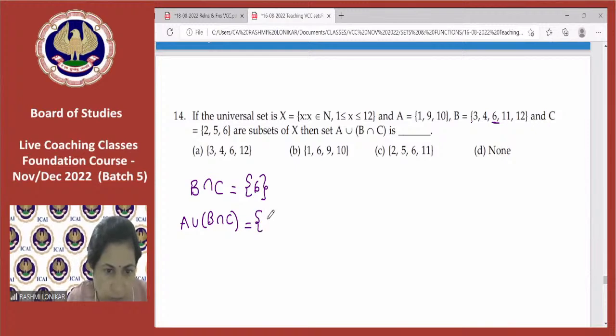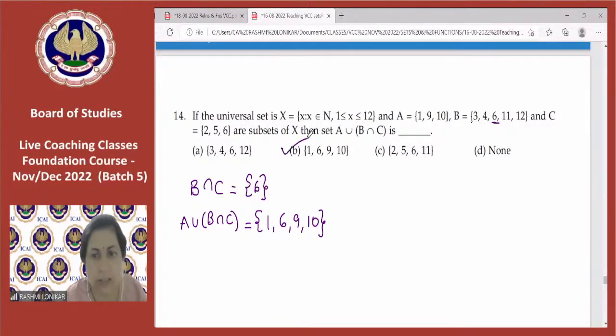Now A union B intersection C. What is the value of A? 1, then 6, 9 and 10. Okay, so this is the answer. So B is the correct answer.